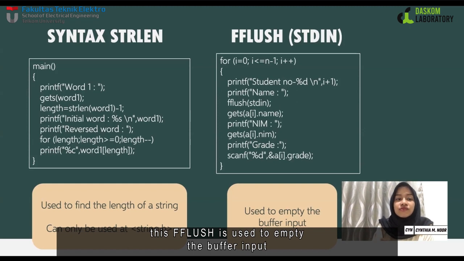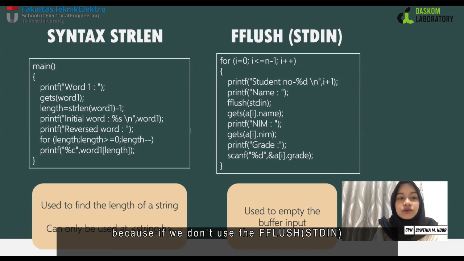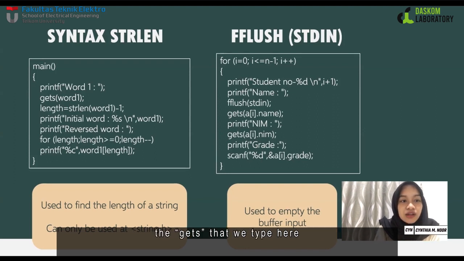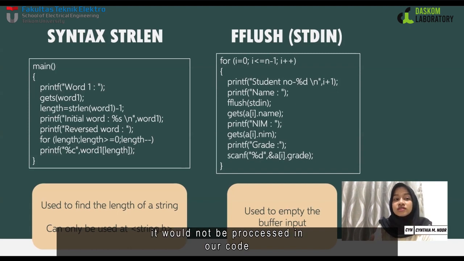This flush is used to empty the input buffer, so it kind of flushes the buffer. It's like removing the buffer, because if we don't use the fflush stdin, the gets that we type here, name blah blah blah, would not be processed in our code.